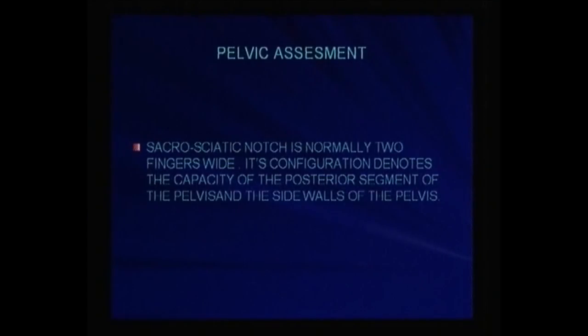The sacrosciatic notches are normally 2 fingers wide, felt over the sacrospinous ligament. Its configuration denotes the capacity of the posterior segment of the pelvis and the side walls of the pelvis.